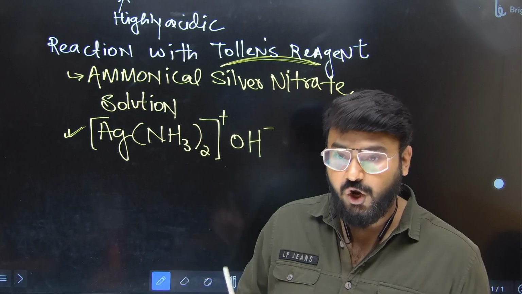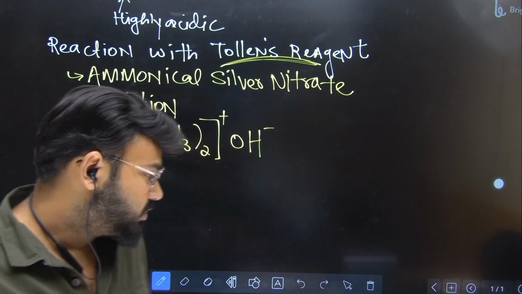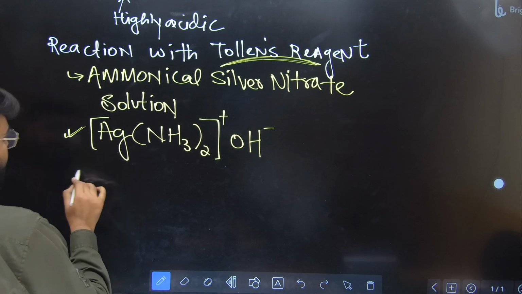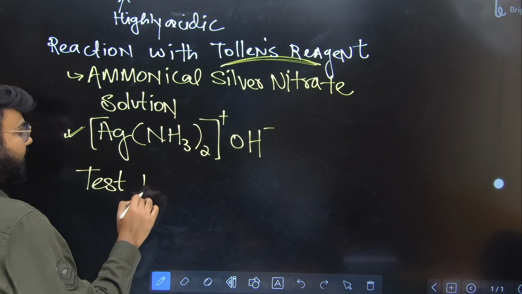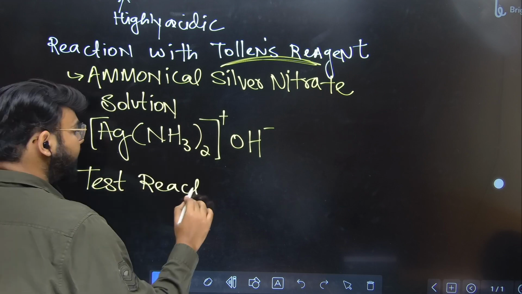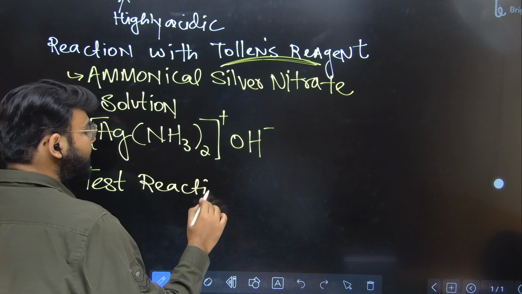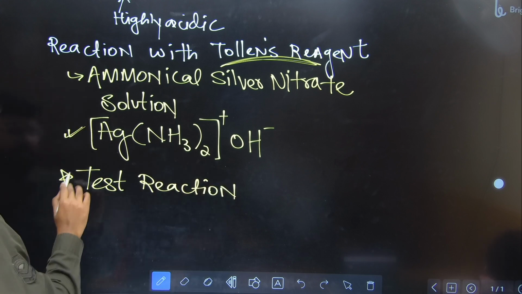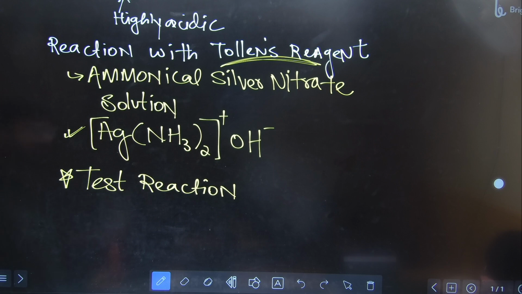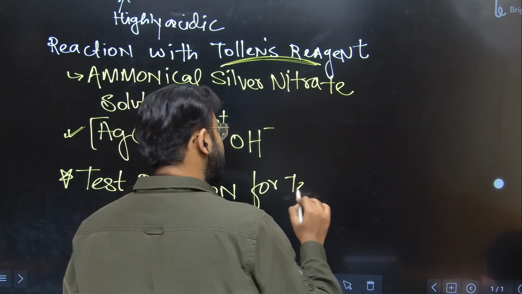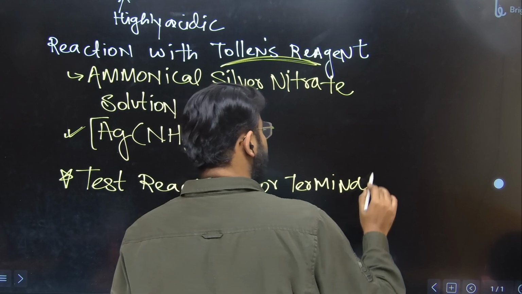Tollens reagent. Okay. So this can be a test also. Remember, it is a test reaction. It's very, very important. You need to know. It is a test reaction for terminal alkynes, because only terminal alkynes give this test.